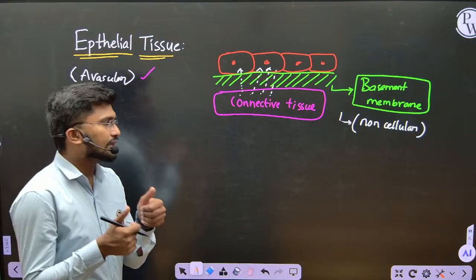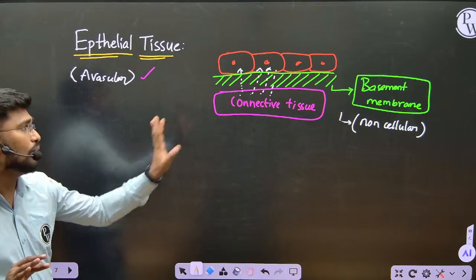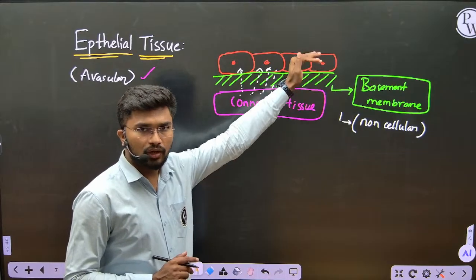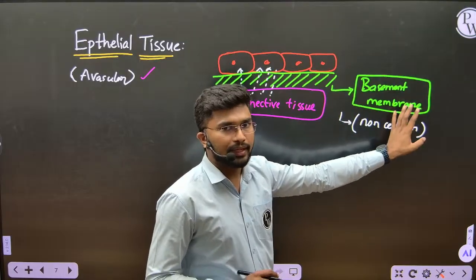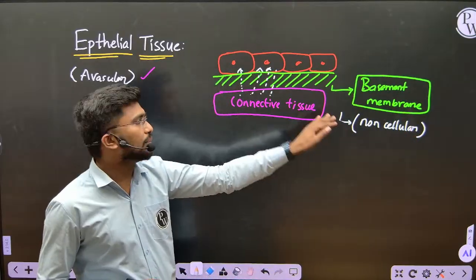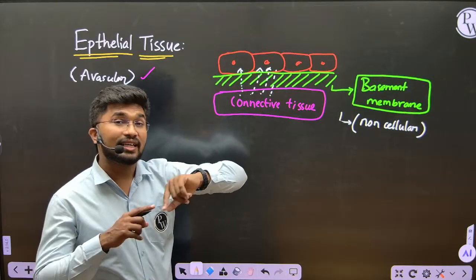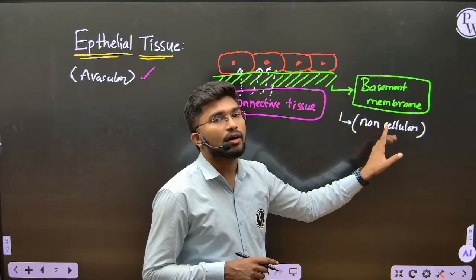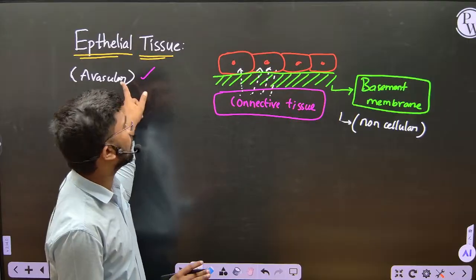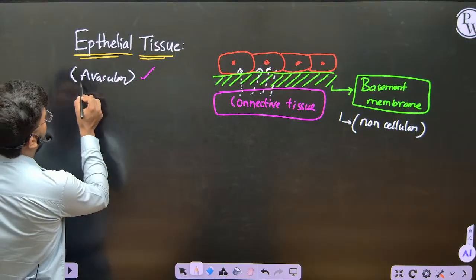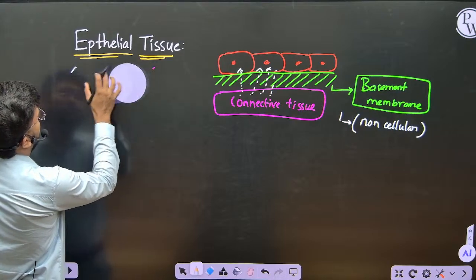Got it? So what is the conclusion? Epithelial tissue is present. Below the tissue, what is there? A membrane. What is the name of the membrane? Basement membrane. What is the function of the basement membrane? It provides support and helps in the attachment of this tissue. What is the nature of the basement membrane? The basement membrane is non-cellular. It is not made up of cells. The complete epithelial tissue is what? Avascular. What is the meaning of avascular? Blood supply is not there. I will write again: avascular.